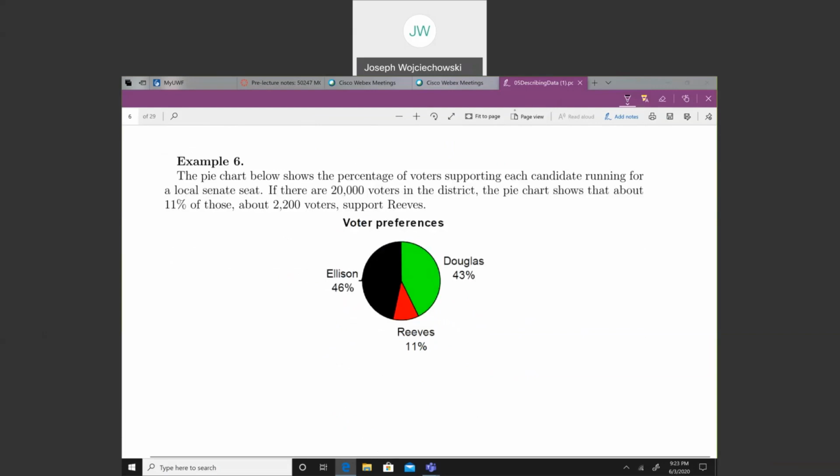Okay, the pie chart below shows the percentage of voters supporting each candidate running for a local Senate seat. If there are 20,000 voters in the district, the pie chart shows that about 11% of those, or about 2,200 voters, support Reeves. 11% of 20,000 is 20,000 times 0.11, which is our 2,200. That's how that's calculated. So we can go from percentages to actual numbers if we know the total number of voters.